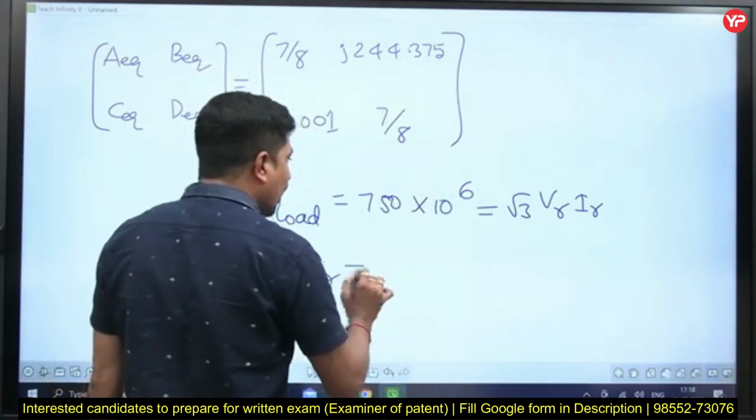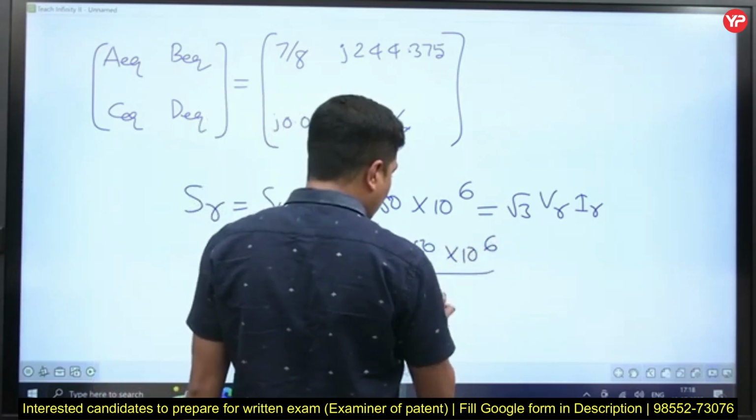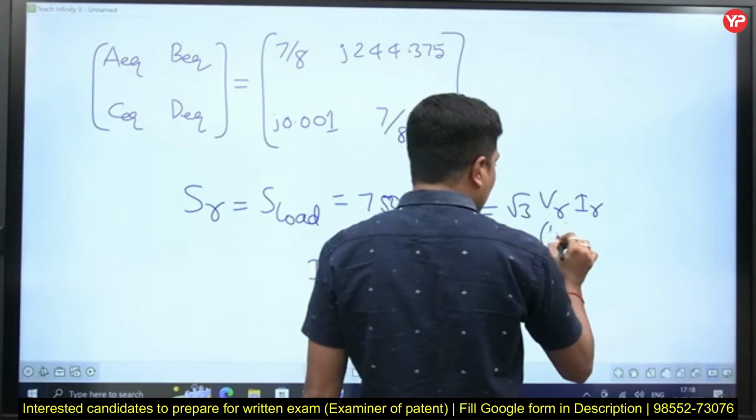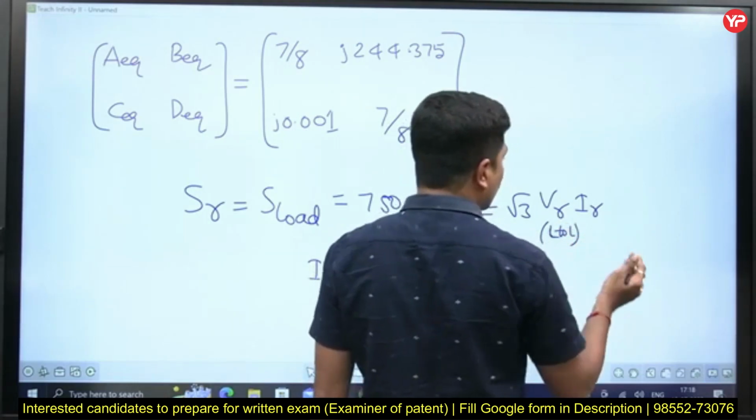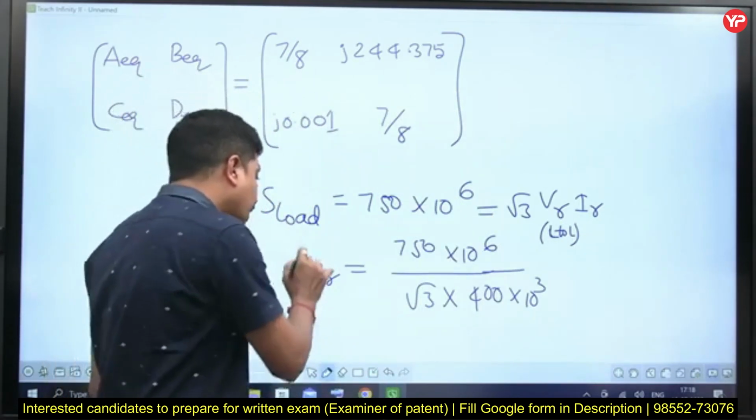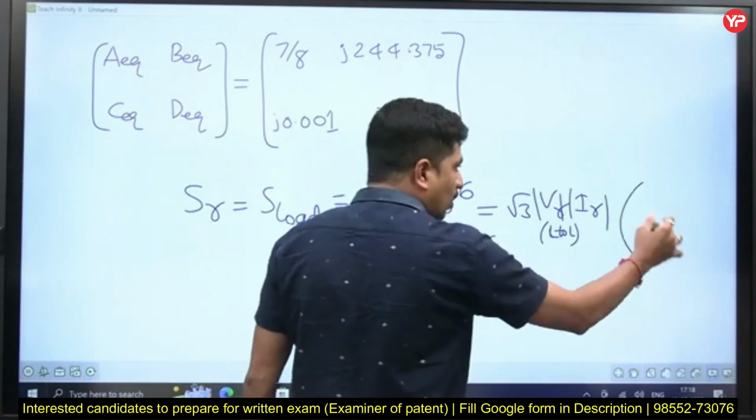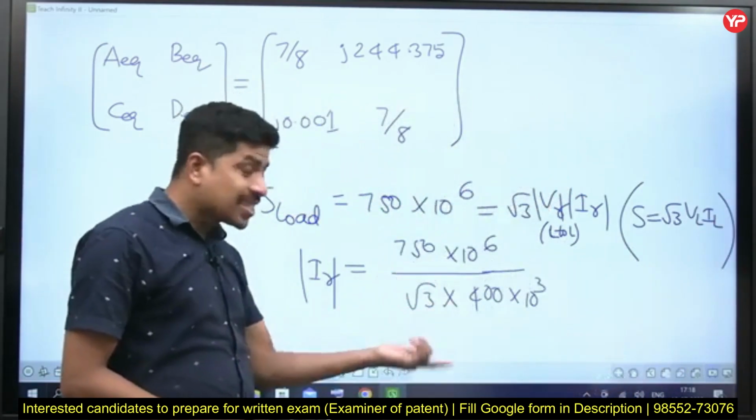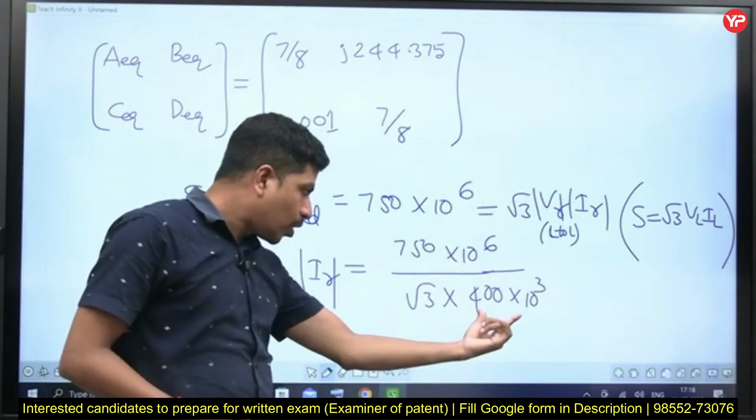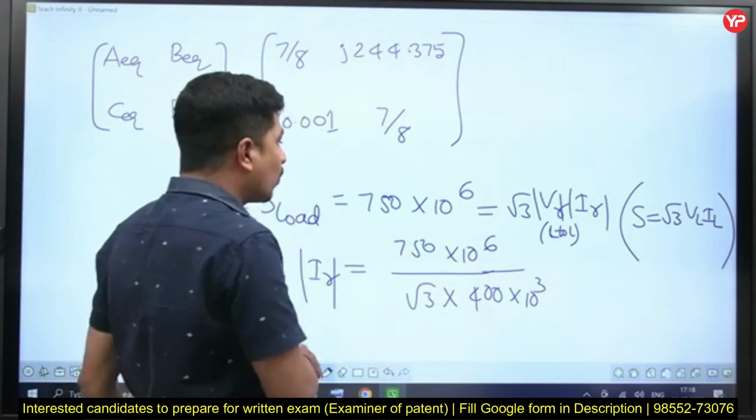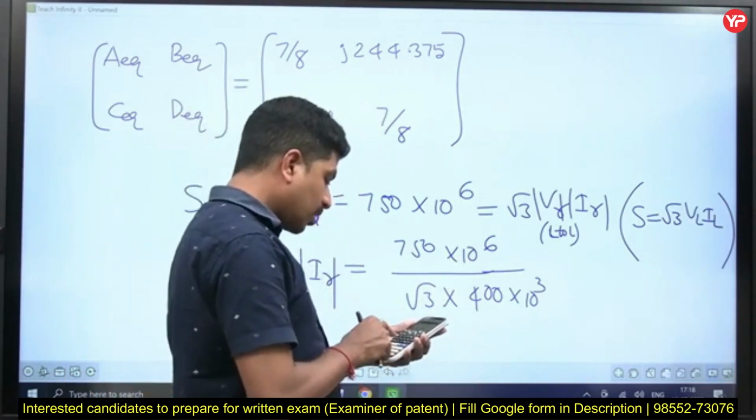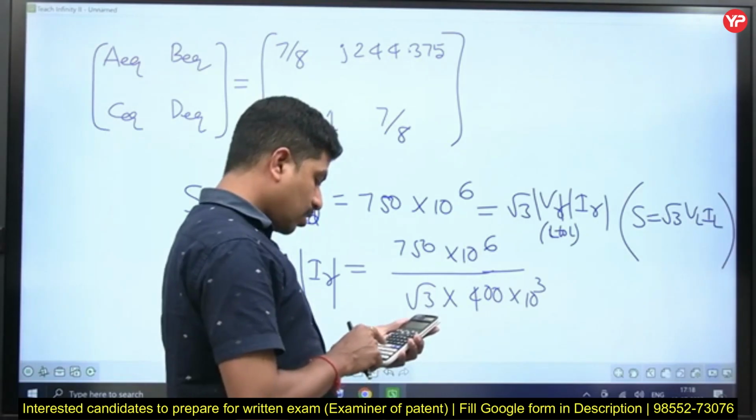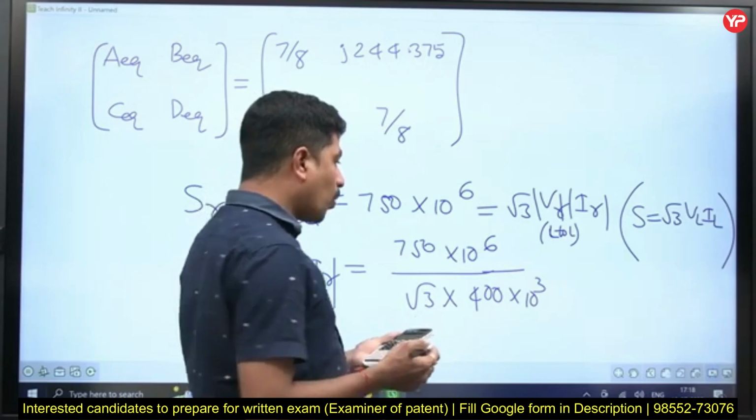Now IR is equal to how much am I going to get? IR is equal to 750 into 10 to the power of 6 by root 3 times VR, which is 400 into 10 cube. This is line to line. From this one we will get the magnitude of IR. From where did we get this? S is equal to root 3 VL IL. This is the formula. All this data is given in the question: load MVA given, load voltage given. From that I am finding the load current. So the IR magnitude is 750 by 400 into root 3. The current is 1082 point.